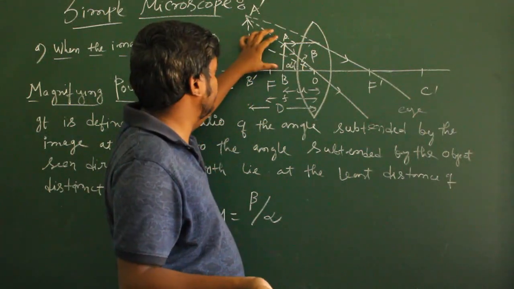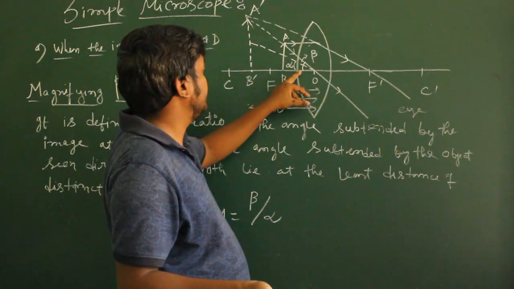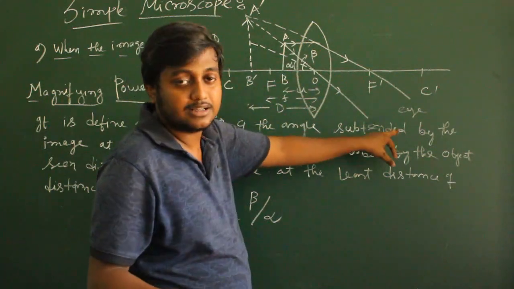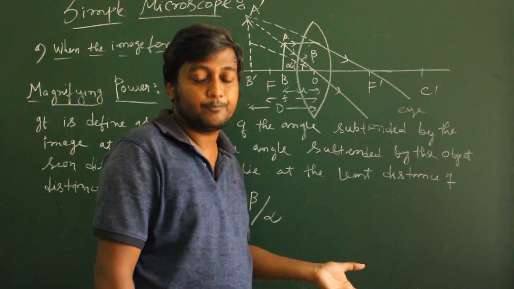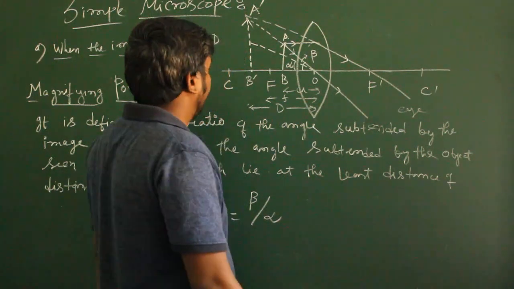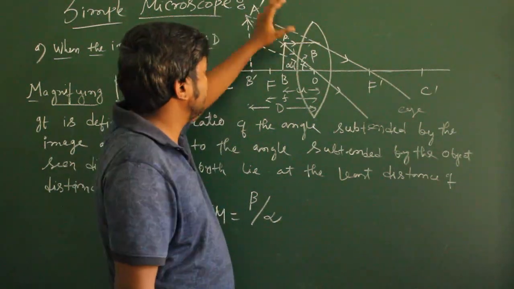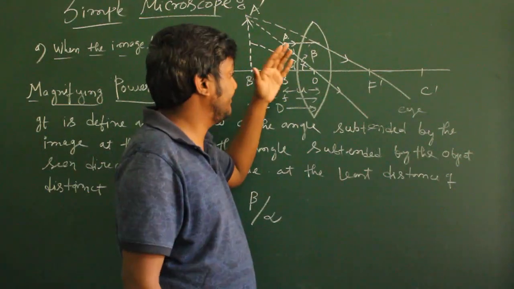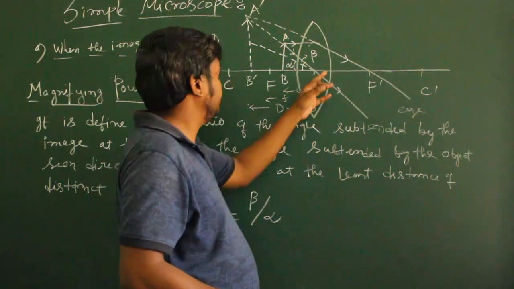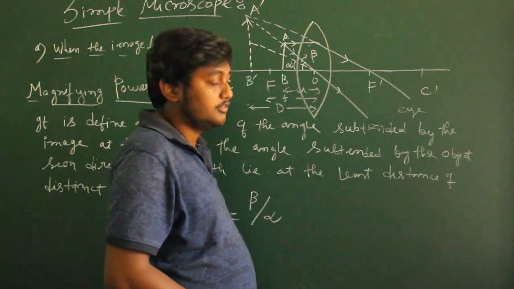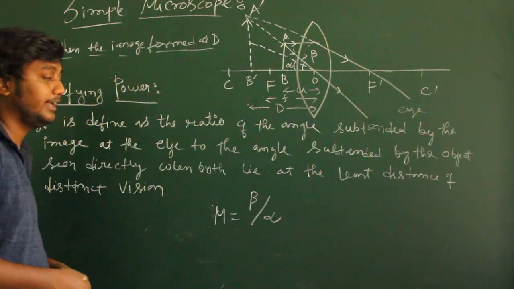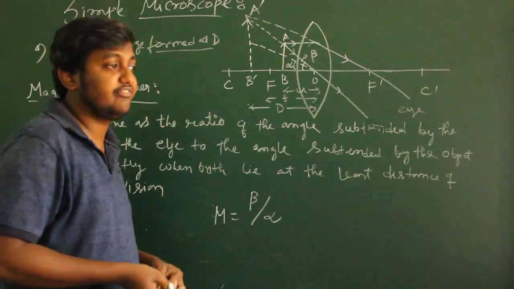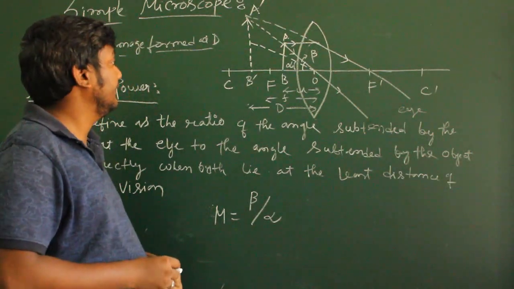One ray we consider is parallel to the principal axis. After refraction it will go through the focus, and one ray passes through the optical center. It goes directly without deviation. Now you see that these two rays will not meet on this side, so they will meet on the same side as the object. So A dash B dash will be the virtual and highly magnified image of object AB.